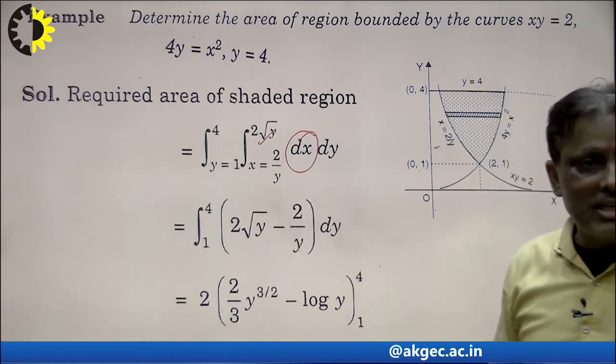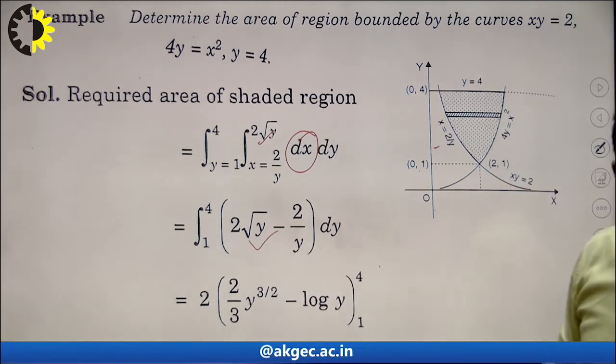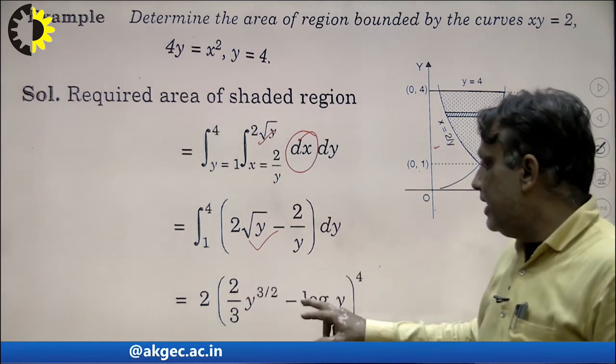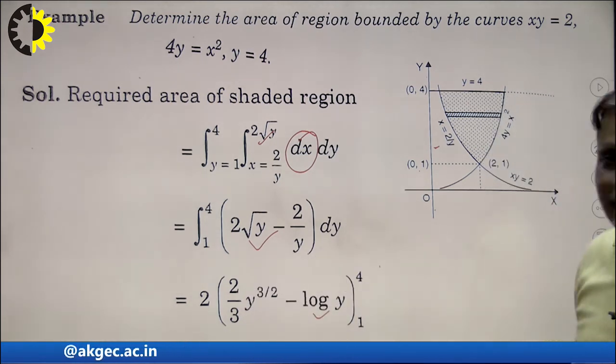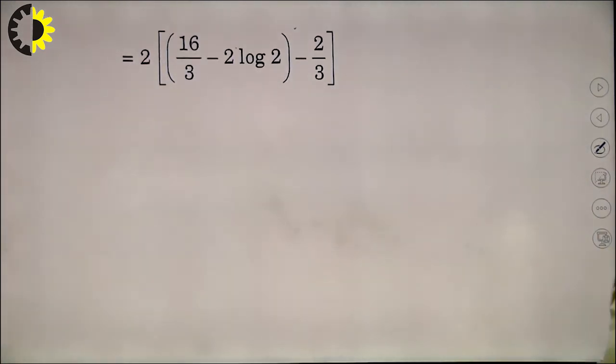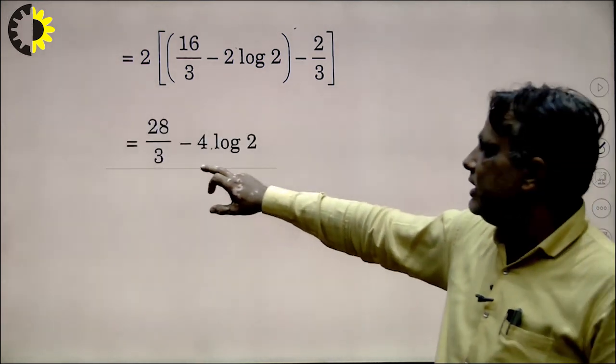Now how to integrate root y, which is y raised to the power 1/2: the integration gives the power 3/2 with reciprocal 2/3. And the integration of 2/y is 2 log y, upper limit minus lower limit. So what will be the conclusion here? The final result will be 28/3 minus 2 log 2 (as stated: 28 by 3 for log 2).